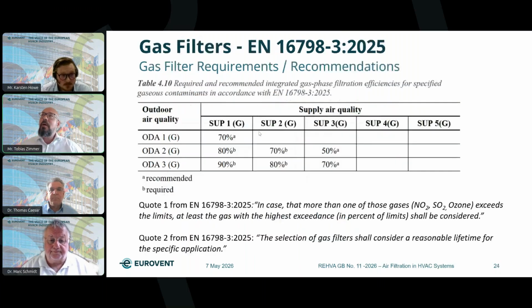And not to make it too complicated, the guideline gives clear guidance here on what level of filtration shall be used to reach that level. You see we have a percentage number here, and this area has a B behind it, where it's required, and the one with an A is a recommendation in that standard, telling you you should use it. If you have an NO2 problem and an office building in a big city, ODA 3, supply air 2, you need to remove 80%. You have to do 80% efficiency against NO2.